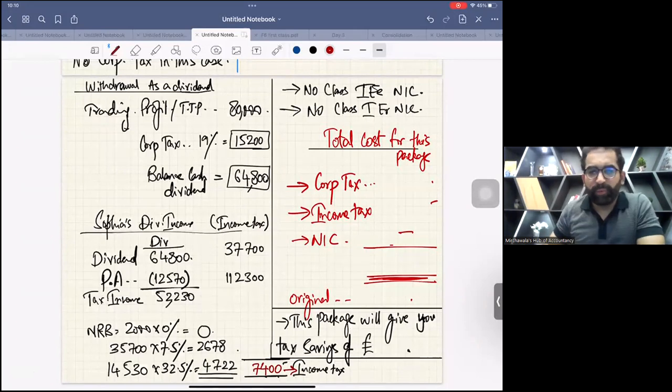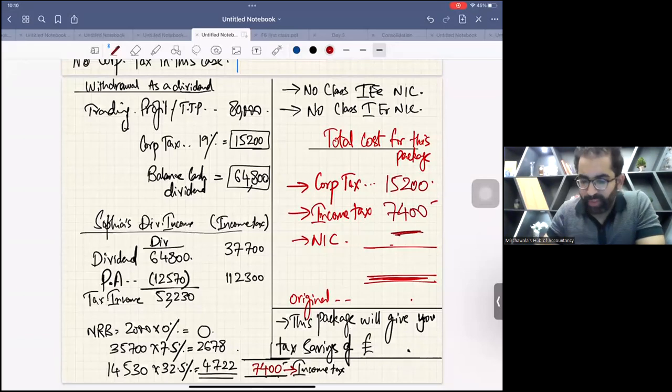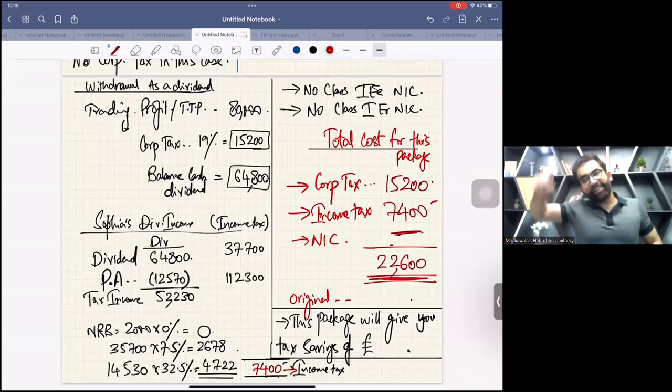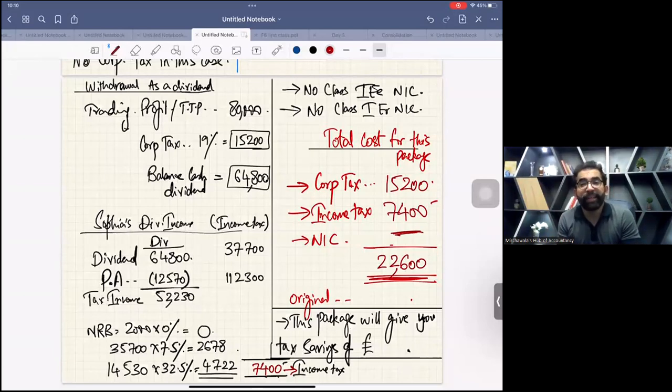So in this case, in the second pay package, you have to pay corporation tax of 15,200, income tax of 7,400, and there is no NIC. How much is the total? 22,600. Yes, this package is even better than the first original package. This package is comparatively better than the package given in the question.